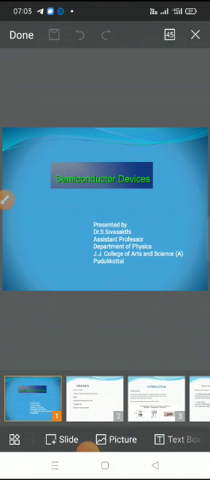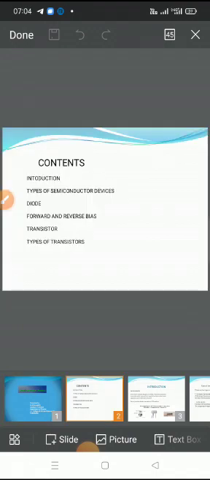In this presentation, we are going to discuss semiconductor electronic devices in modern society. These are the contents of this presentation: introduction, types of semiconductor devices, diode, forward bias and reverse bias, transistor, types of transistors.